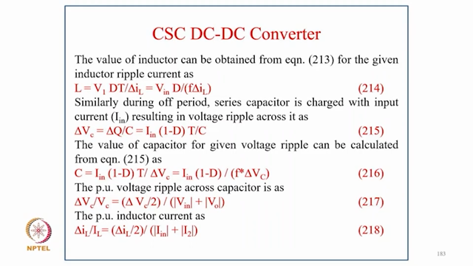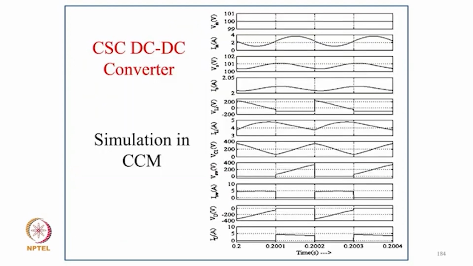And the per unit voltage ripple across the capacitor is delta Vc upon Vc, that is delta Vc divided by 2 times the bracket of absolute Vin plus absolute Vout. The per unit inductor current ripple is delta IL upon IL, that is delta IL divided by 2 times the bracket of absolute value of In plus the absolute value of Io. And these are the typical waveforms of the canonical switching converter in CCM.